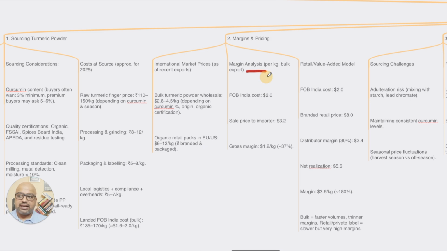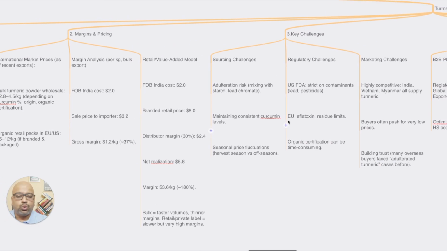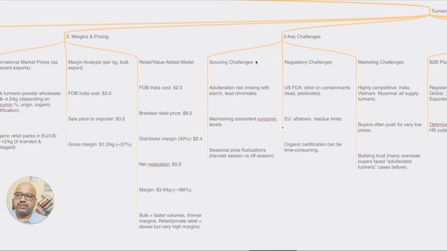So the margin analysis per kg is like $2 is the FOB, 3.2 is the selling price, and 1.2 is something that you can consider, at least 37% for the powders. Is the profitability the same for the fingers? No. Finger has lesser margins compared to the finished one. For retail value, if you are selling at $2, brand value is around 8, distribution is around 2.4, the retail realization is 5.8. At least you get 180% for your turmeric powder.